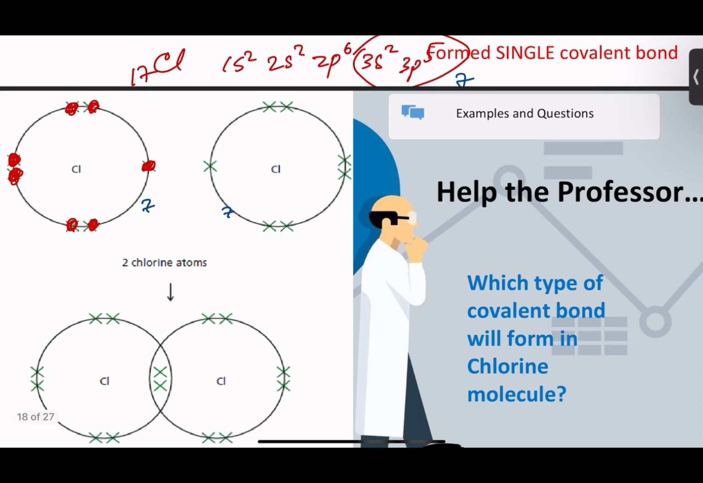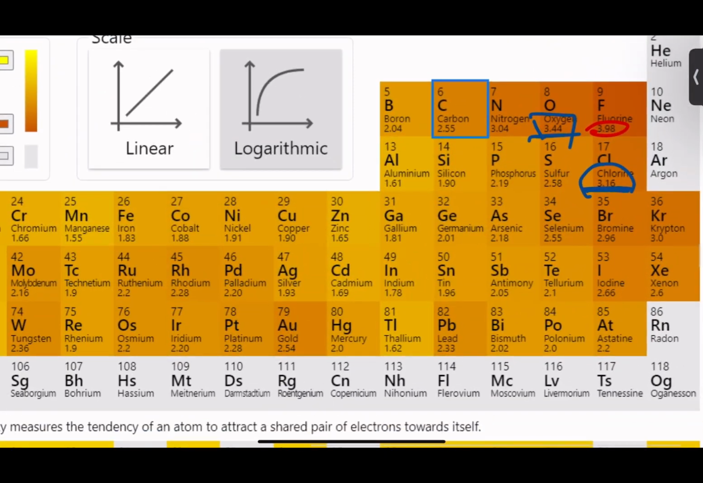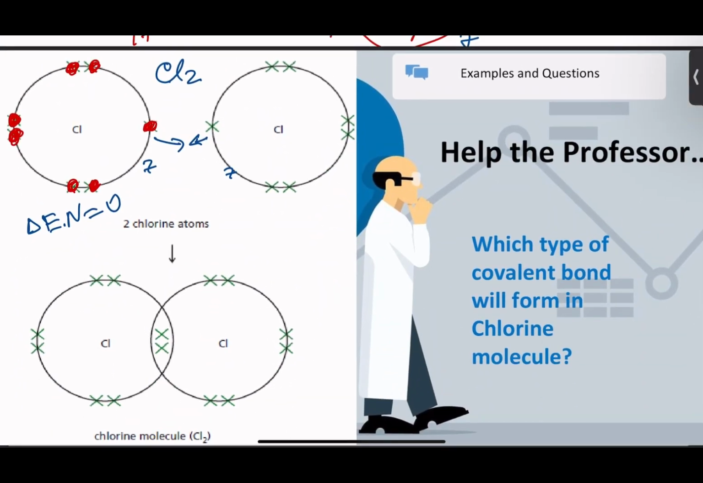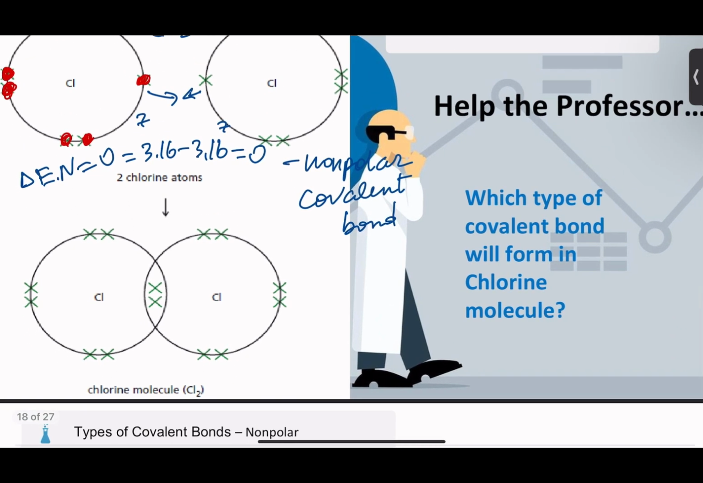Now these two are going to share, because for Cl2 the electronegativity difference is going to be 0, because they're the same elements, right? The electronegativity of chlorine is 3.16. So 3.16 minus 3.16 will be 0. So it is a non-polar covalent bond. Okay, so now they're going to share the electron.